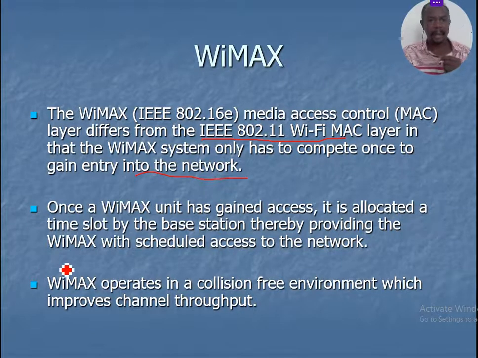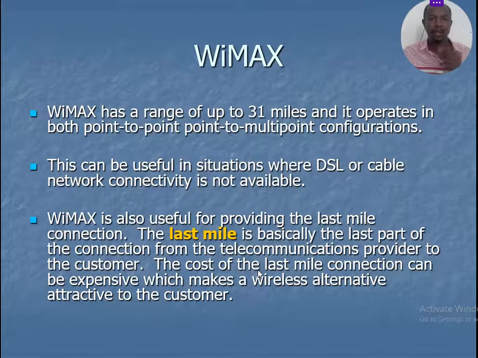Okay? Now, the WiMax operates in a collision-free environment, which improves the channel throughput. The channel operation is enhanced. A collision-free environment. How does this happen? Now we say WiMax has a range of up to 31 miles, and it operates in both the point-to-point and point-to-multipoint configurations.